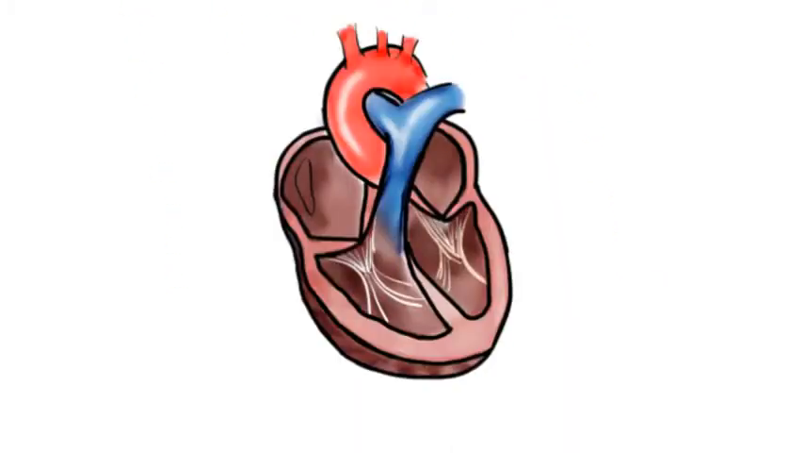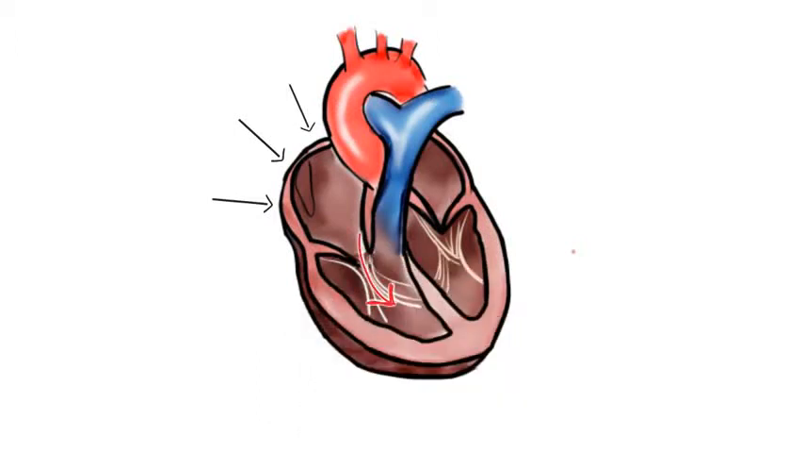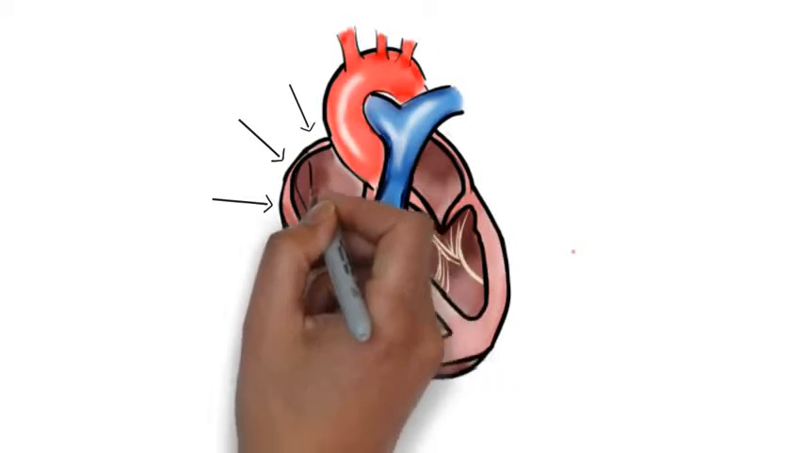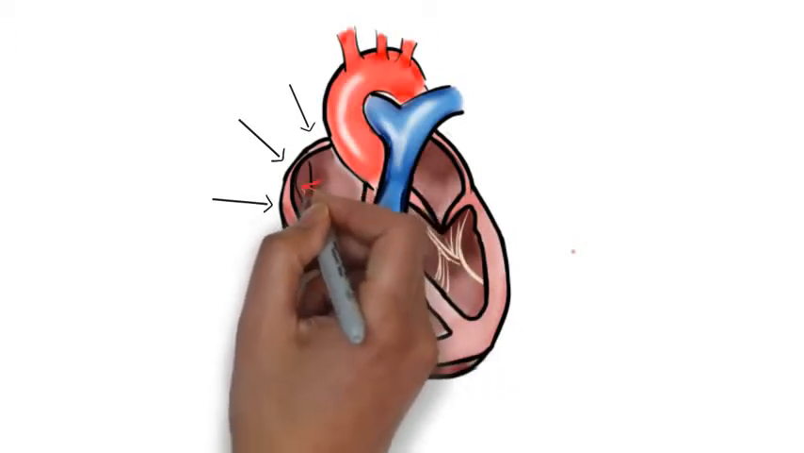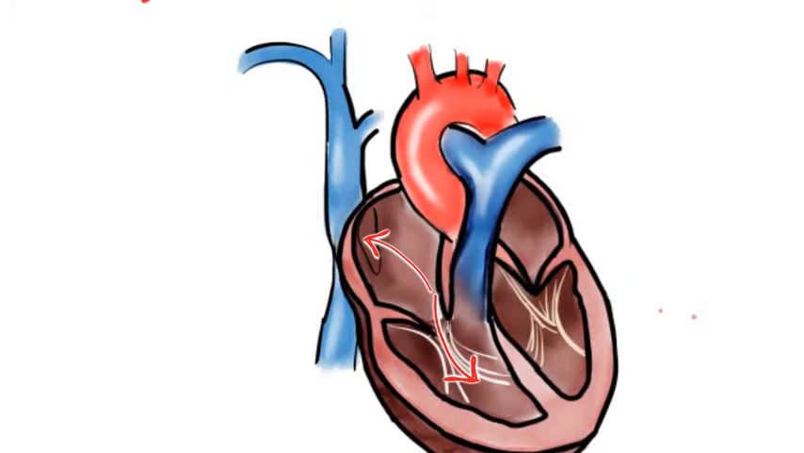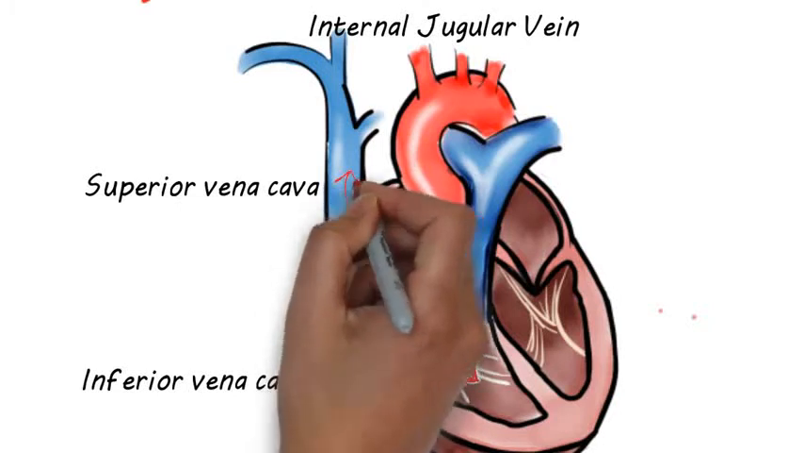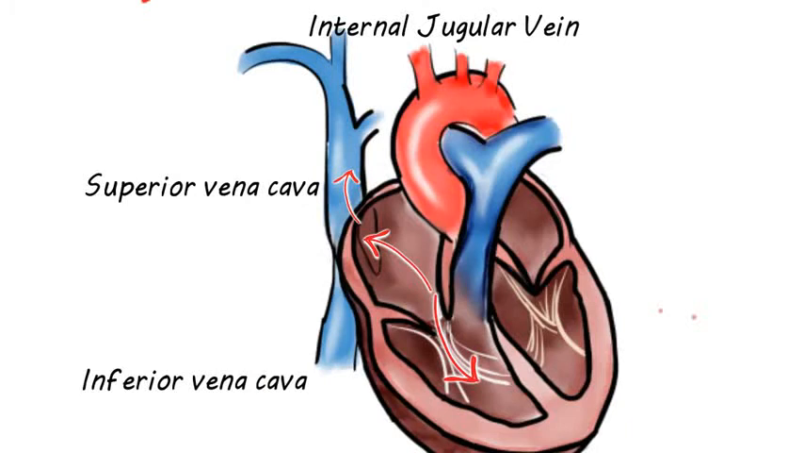When the atria contracts, blood moves from the atria to the ventricle and puts pressure on the atria. This causes a back pressure that is exerted by the atria on the vein. Here is the IVC, SVC, and the internal jugular vein. When there is a rise in pressure in the right atria, this gets reflected in the SVC, which in turn is reflected to the right internal jugular vein.